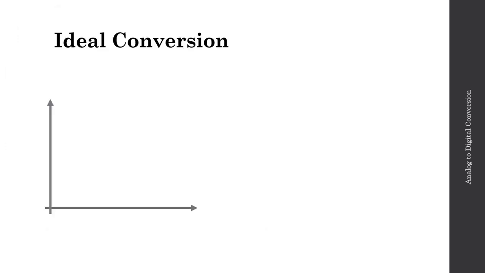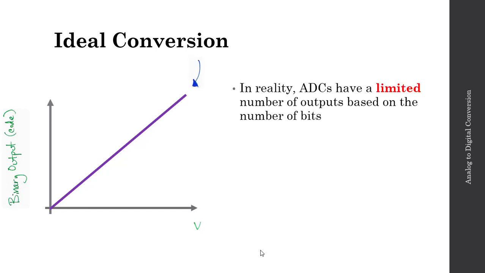As we mentioned, the ADC is going from a voltage input to a binary output or a binary code. And in an ideal world, I'd have enough codes that I could plot a one-to-one mapping between voltage and my binary output. So this would be an ideal conversion. In reality, however, analog to digital converters do have a limited number of outputs based on the available number of bits. And let's take a look at an example where m equals 2, where I have 2 bits in my ADC.